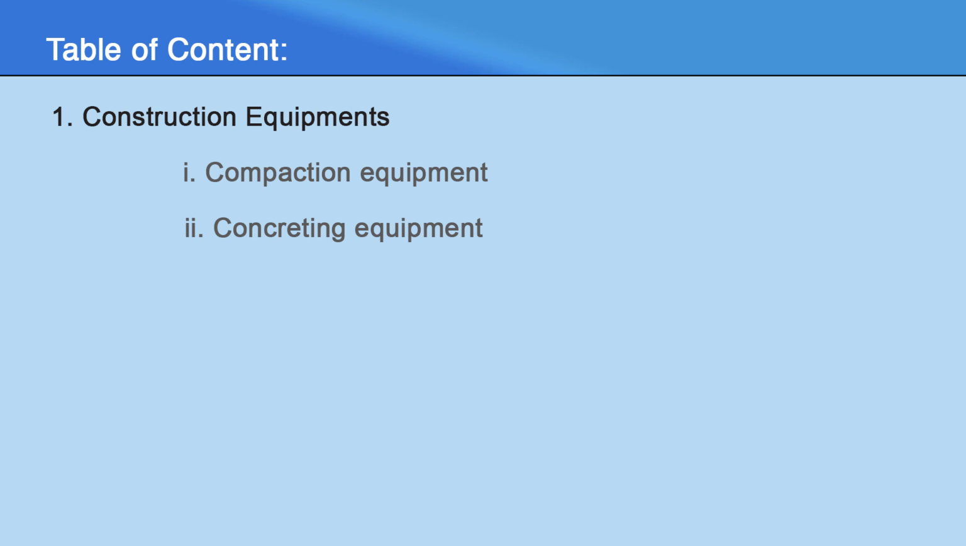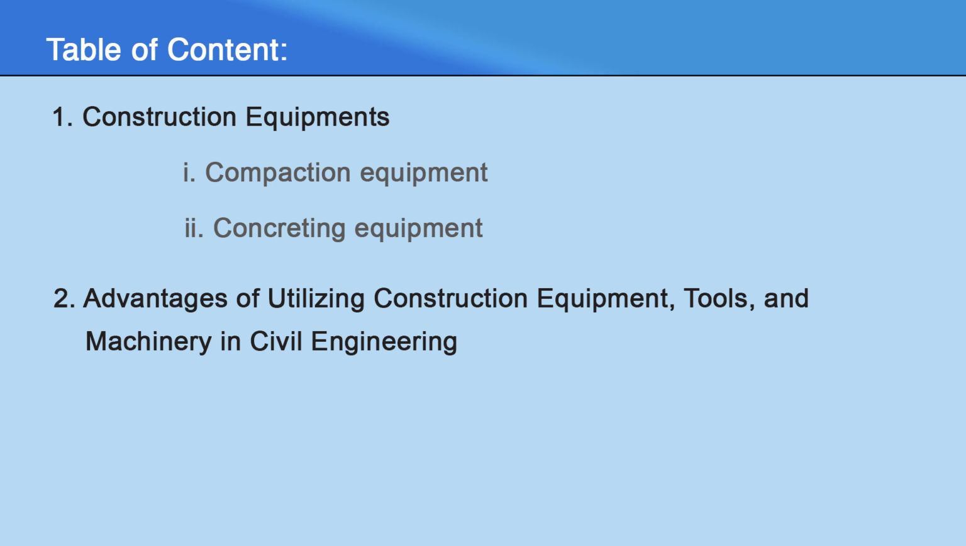Today, we will be discussing compaction equipment and concrete production equipments. As in the previous lecture, we have already discussed the earthwork equipments and the material handling equipments. Now, the advantages of utilizing construction equipments, tools and machinery in civil engineering is going to be one of the major topics of discussion in today's lecture. So starting out with compaction equipment.